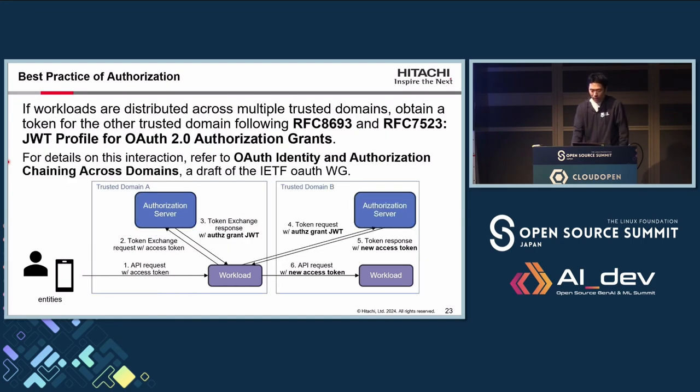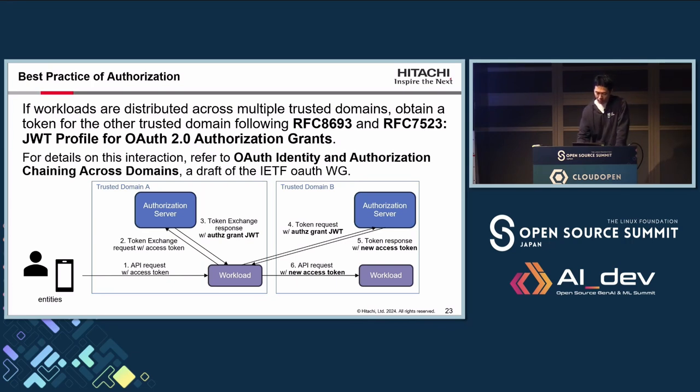Then, how about a multiple trusted domain environment? If workloads are distributed across multiple trusted domains, we need to obtain a new token for the other trusted domain following RFC 8693, which is OAuth 2.0 token exchange, and RFC 7523, JWT profile for OAuth 2.0 authorization grants.